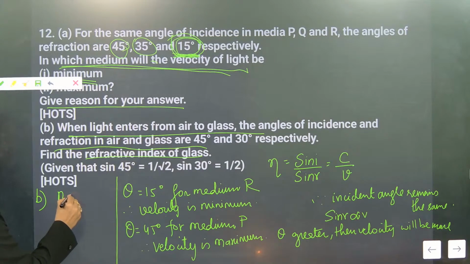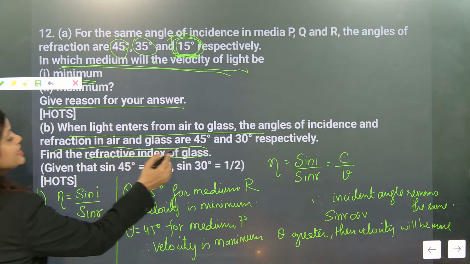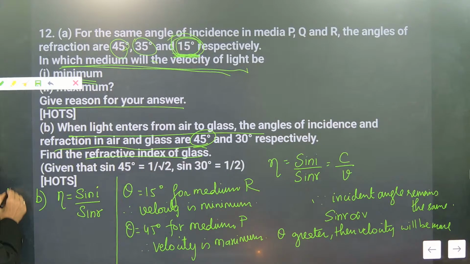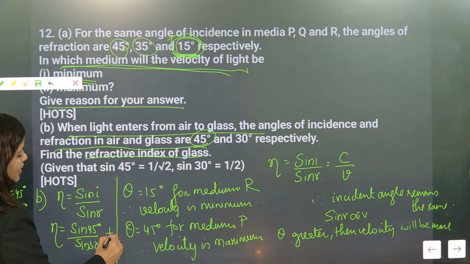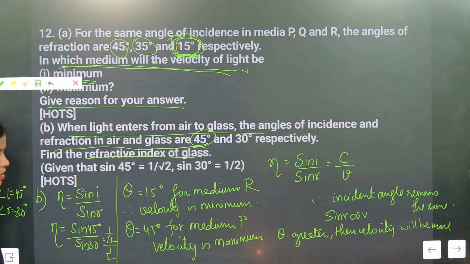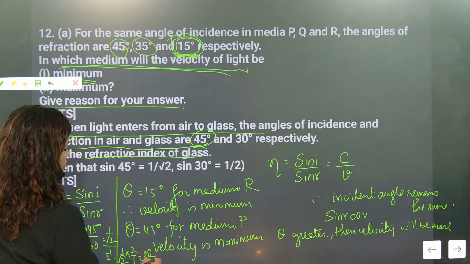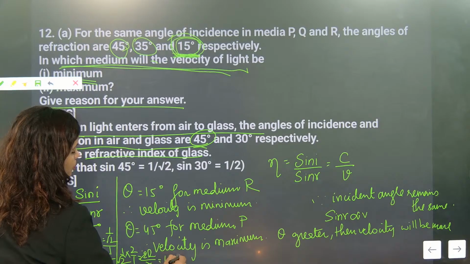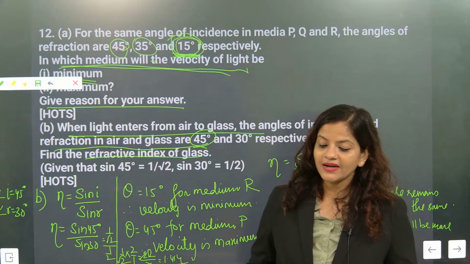N is the refractive index, and that is sin I by sin R. The incident angle here is 45 degree and the refracted angle is 30 degree. So this becomes sin 45 degree by sin 30 degree. Sin 45 is 1 by root 2, sin 30 is 1 by 2. So it becomes 1 by root 2 into 2 by 1, which is 2 root 2 by 2. Root 2 means 1.414. That is the correct answer.